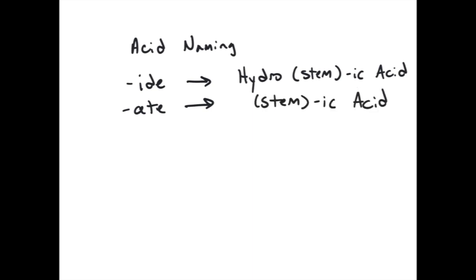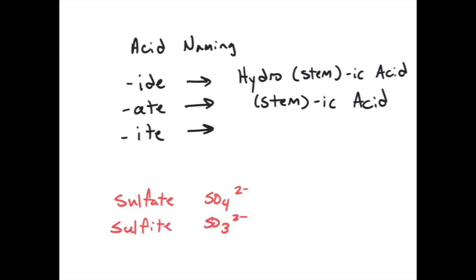But what if we have an ITE ending, which we learned about in a previous video lesson? These are those polyatomic ions with 1 less oxygen on the end. So sulfate would be SO4, but sulfite would be SO3. What if we had H2SO3? Well, the ionic name here is hydrogen sulfite. So the acid name looks like this.